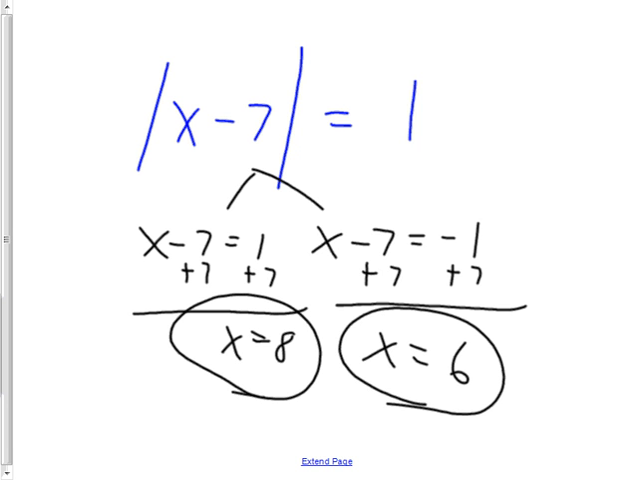Not everybody. A lot of people had it right. Okay. Notice there's not always one positive and one negative answer. You know what I'm saying? There's two things that would work here. 8 and 6. And if you put in the 8, see, 8 minus 7 is 1. It worked. If I put in a 6, wait a minute, how does a 6 work? It's supposed to be negative 1, because it's the absolute value of that makes it positive 1.